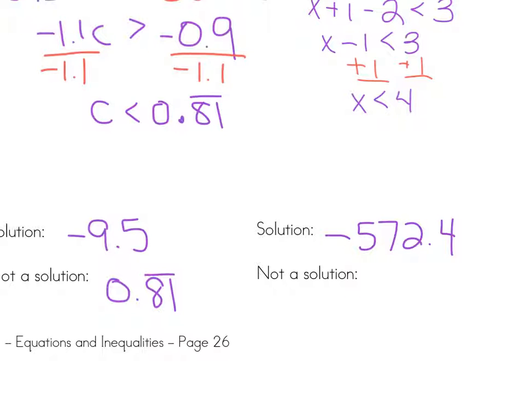So what's larger than 4? 5, 10, 15. Let's pick 15. Also remember that 4 is not a solution because 4 is not smaller than 4. It has to make the statement true. All right, you did it. Nice work.